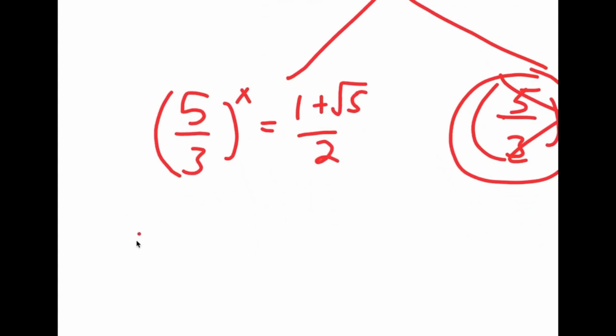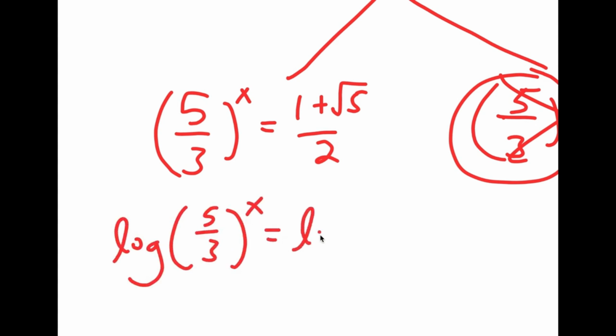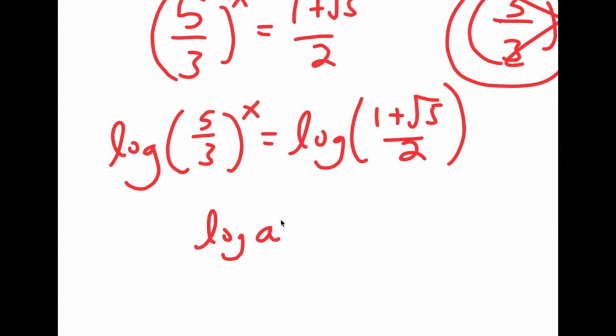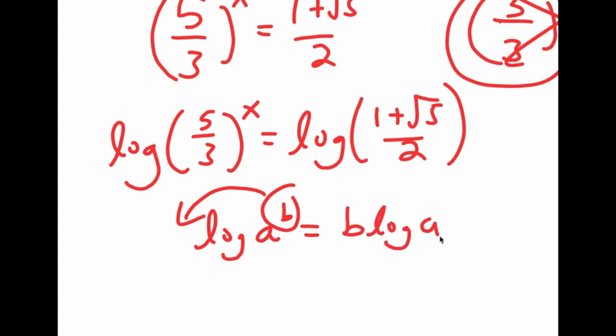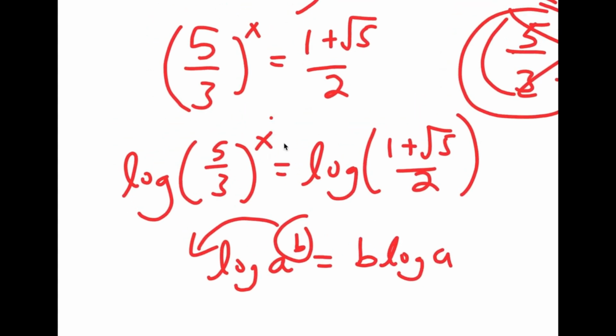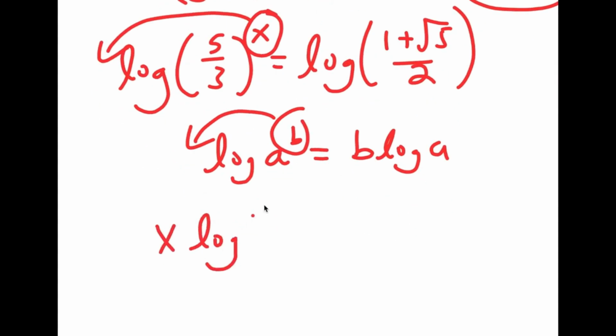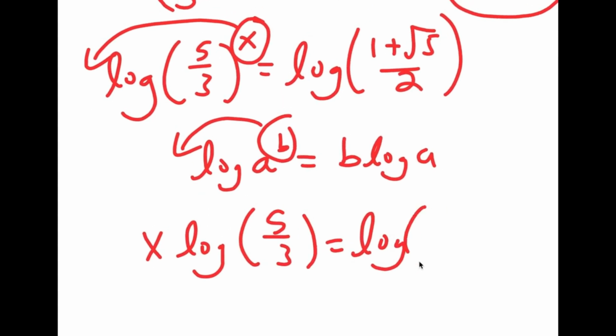Now for (5 over 3) to the power of x is equal to 1 plus the square root of 5, over 2, to solve this, I'm going to first start by taking the log on both sides. So I have log of (5 over 3) to the power of x is equal to log of (1 plus the square root of 5, over 2). And if I have something in the form log a to the power of b, I can move b to the front, so it's going to equal b times log a. So in this case, I have log (5 over 3) to the power of x, and I can move x to the front, so I get x times log (5 over 3) is equal to log of (1 plus the square root of 5, over 2).